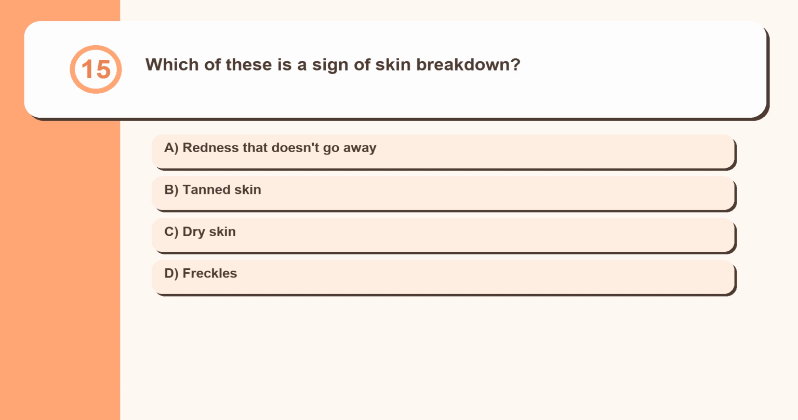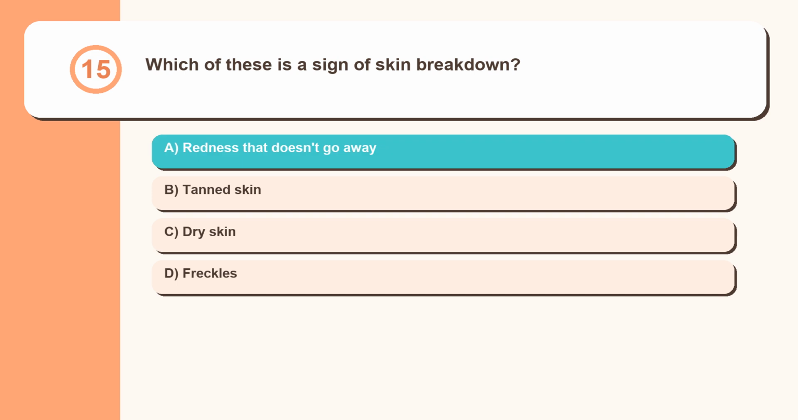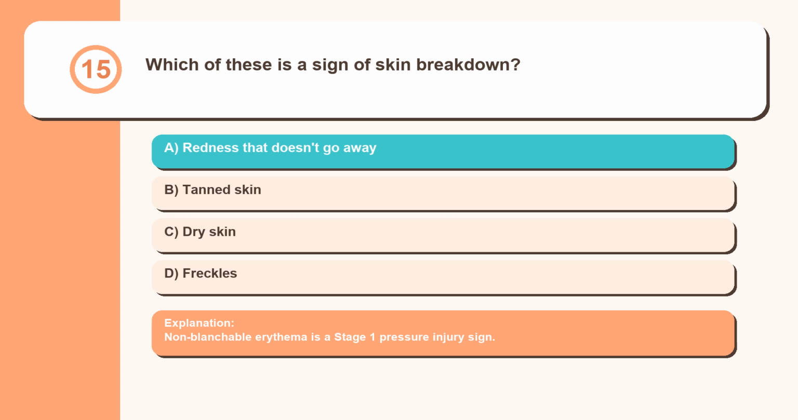Question 15. Which of these is a sign of skin breakdown? Redness that doesn't go away. Tan skin. Dry skin. Freckles. Non-blanchable erythema is a stage 1 pressure injury sign.